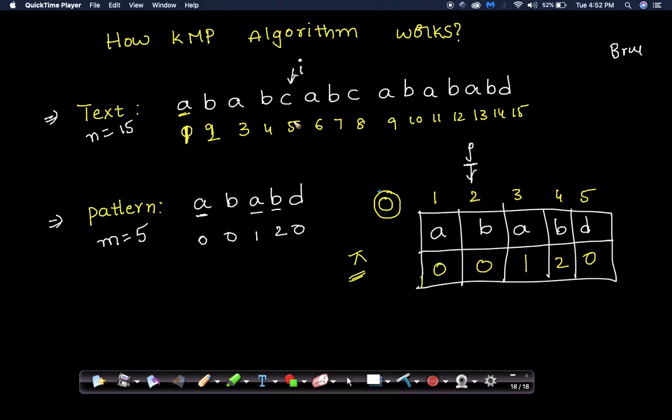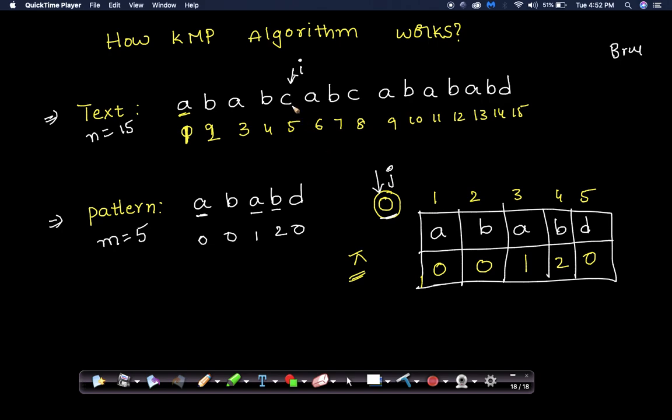Then again I will repeat the same step. What is the value? The j plus 1 value is a and the ith index value is c. Yes, there is a mismatch. Then instead of moving back my i, I'm moving back my j to this position, that is the 0th position. That is the main advantage of constructing a longest prefix suffix table, or a pi table. Instead of moving my i back to here, I'm just moving my j here. Right now my j is pointing to the 0th index.